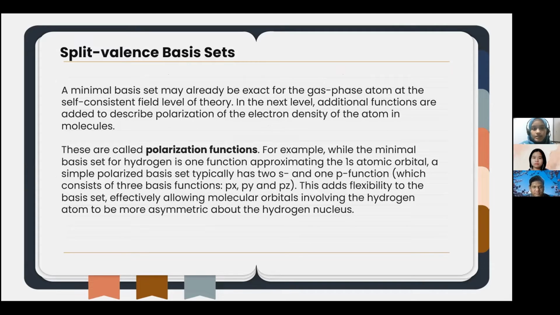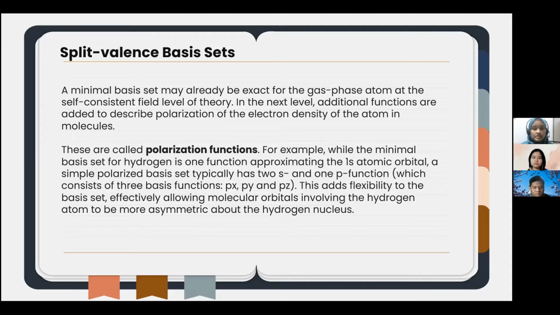And next we have the split valence basis set. During most molecular bonding, the valence electrons principally take part. So it is common to represent the valence orbital by more than one basis function. The minimum basis set can already be exact for the gas phase atom at the self-consistent field level of theory. So the next level is the addition of functions to describe the polarization of the density.